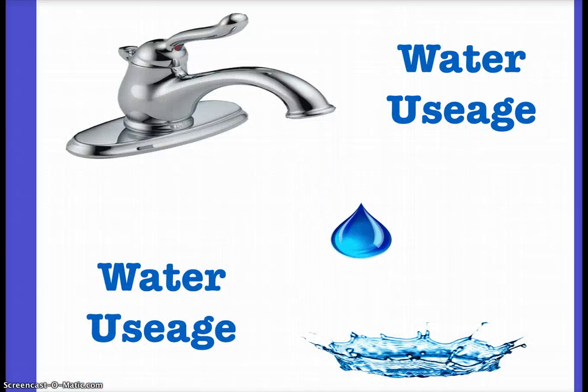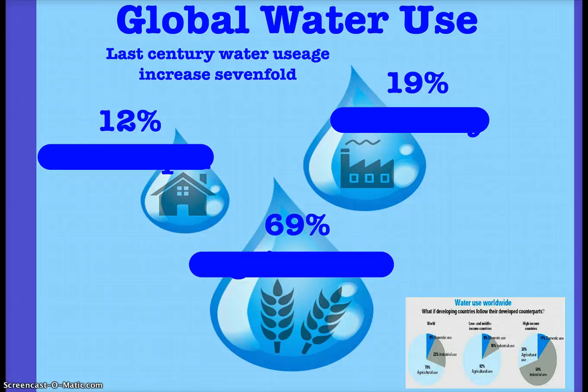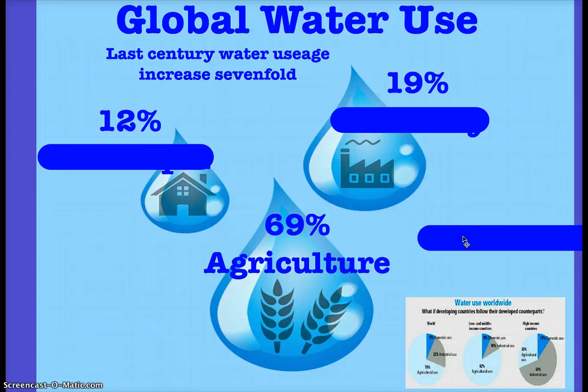So the idea is first learn where we use water or how we use water. We know where we get it. How do we use it? And then how are we going to make this usage better? Okay. So how do we use water? Global water use. Number one thing is what? Agriculture.